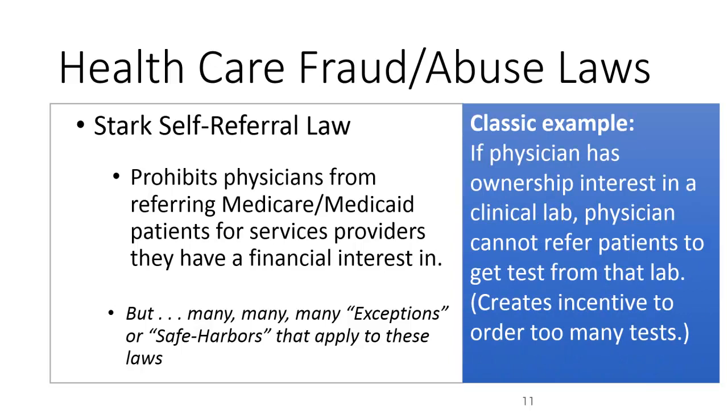The classic example is the physician who owns a clinical lab and orders lots of tests from that clinical lab that he or she has a financial interest in, and then bills Medicare for those services. This is exactly the concern that caused the Stark Law to be enacted. So if a physician has an ownership interest in a clinical lab, he or she cannot refer his or her own Medicare or Medicaid patients to get tests from that lab. As we'll talk about in this class, there are many, many exceptions that apply to these laws, including allowing physicians to refer to hospitals in which they have an ownership interest or employee relationship with.